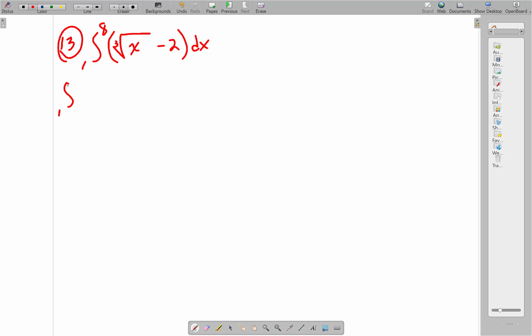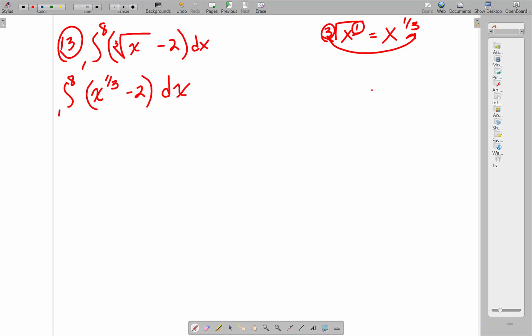So the first thing we're going to do is rewrite this cube root. Remember that the cube root of x to the first is equal to x to the 1/3. This is your power. This is your index. So let's rewrite this as x to the 1/3 minus 2 dx. So half the skill is getting it rewritten the correct way. Now let's integrate each one of these.